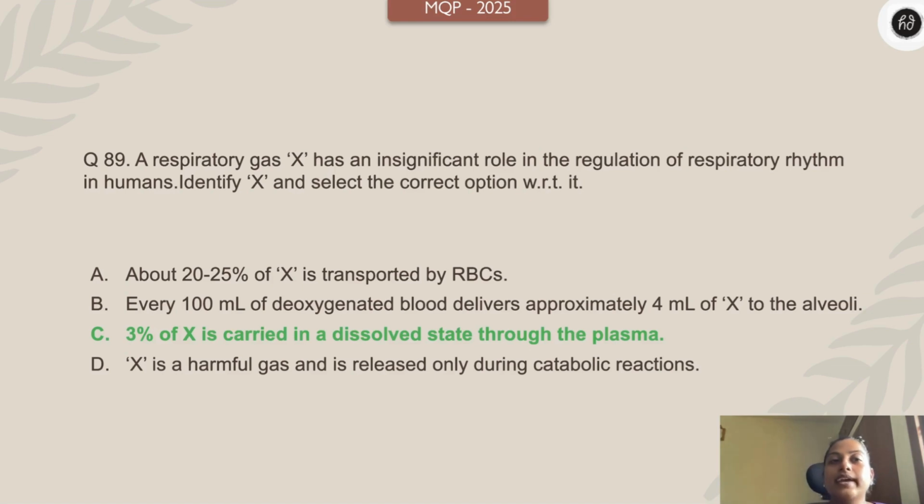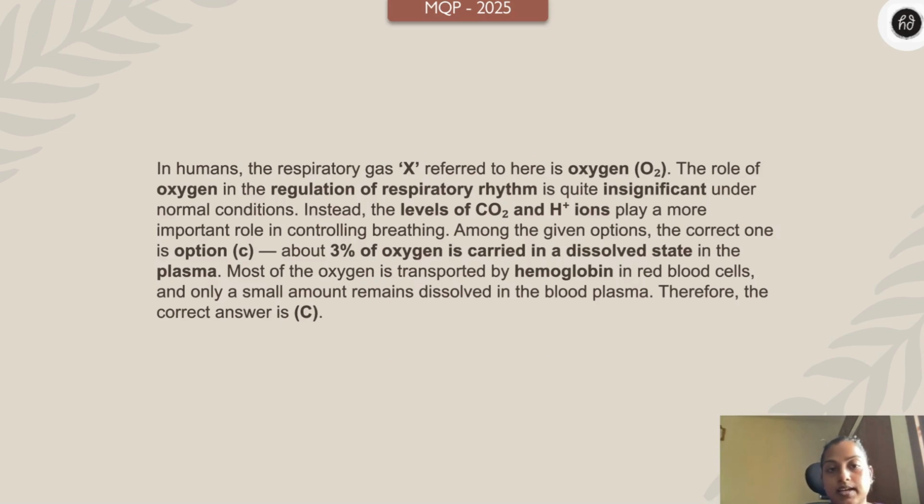Okay, so definitely X, which plays a major role in respiration, is oxygen, right? It's very true that only 3% of oxygen is carried in the dissolved state through plasma, correct? The role of oxygen in regulation of respiratory rhythm is quite insignificant under normal conditions. Instead, the level of carbon dioxide and H plus ion play a more important role in controlling breathing, correct? Among the given options, 3% of oxygen is carried in dissolved state in the plasma. Most of the oxygen is transported by hemoglobin in the red blood cells, and only a small amount remains dissolved in the plasma, and that small amount is 3%.